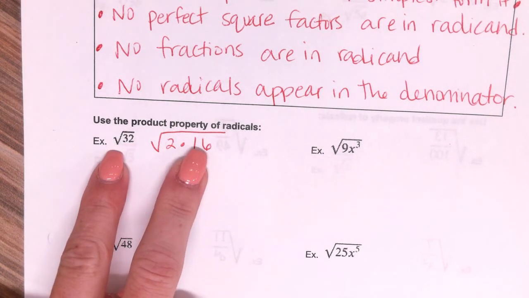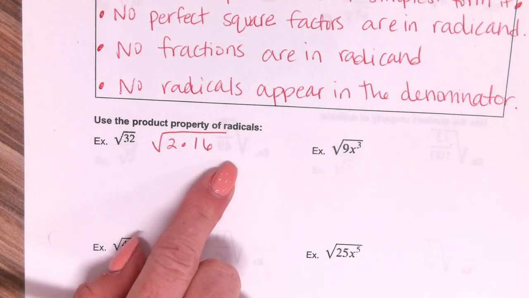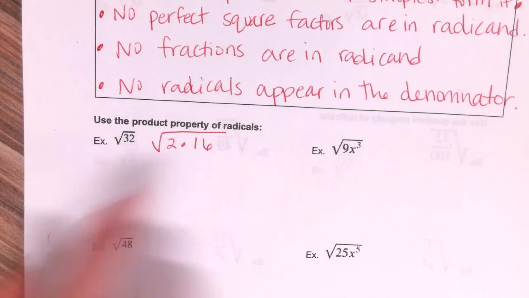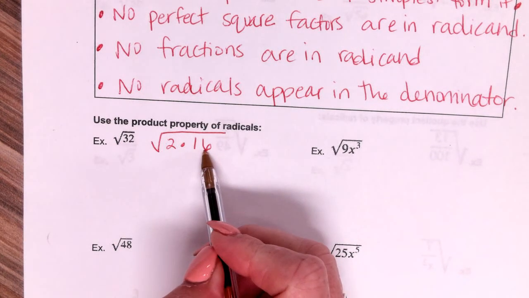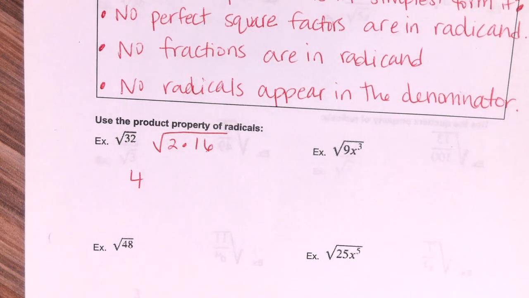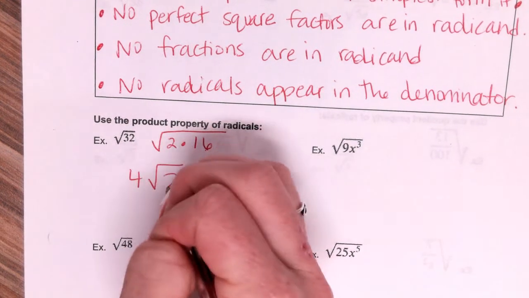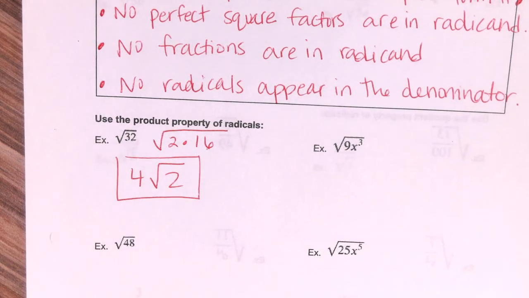Does everybody agree? Is one of these a perfect square? Yes. Which one? So what is the square root of 16? So I could pull that out, and what would have to stay under? The square root of 2. That's called the simplest form. Would it have the same value?